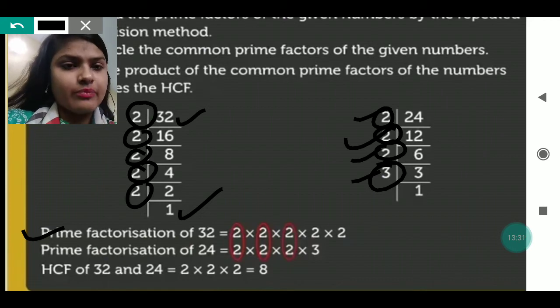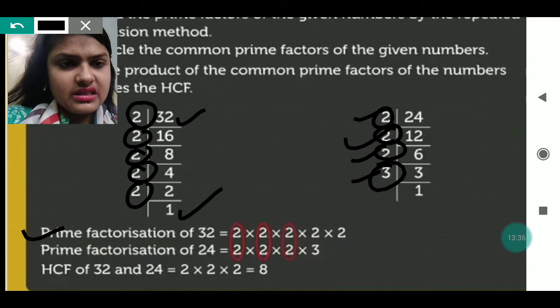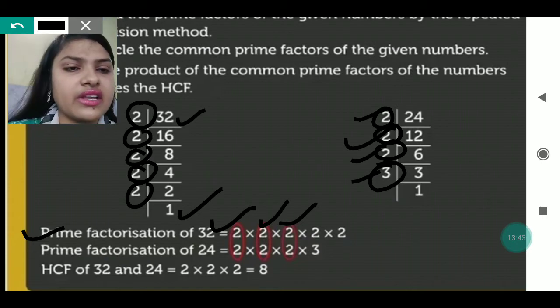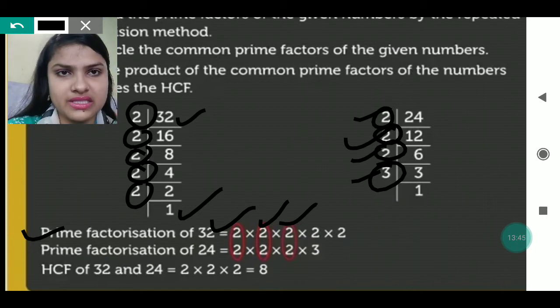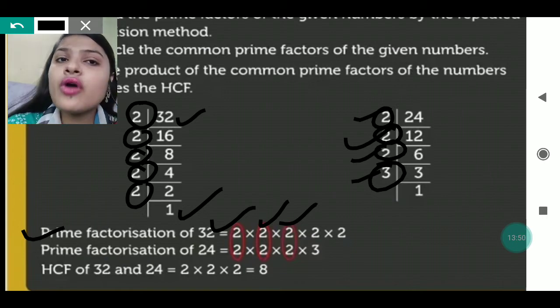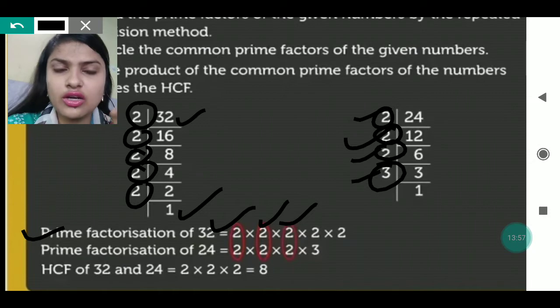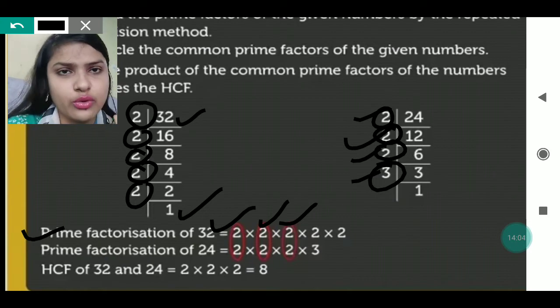What is common in them? 2 into 2, 2 into 2 and 2 into 2. The numbers which I have circled with red, you can see very nicely, these are the common numbers. These are the common factors in both, in 32 also and 24 also. Now from that I will write all the common ones: 2, then 2, then 2. In both we are getting 2, so I have written 2. Again in both we are getting 2, so I have written 2. In both we are getting 2, so I have written 2.